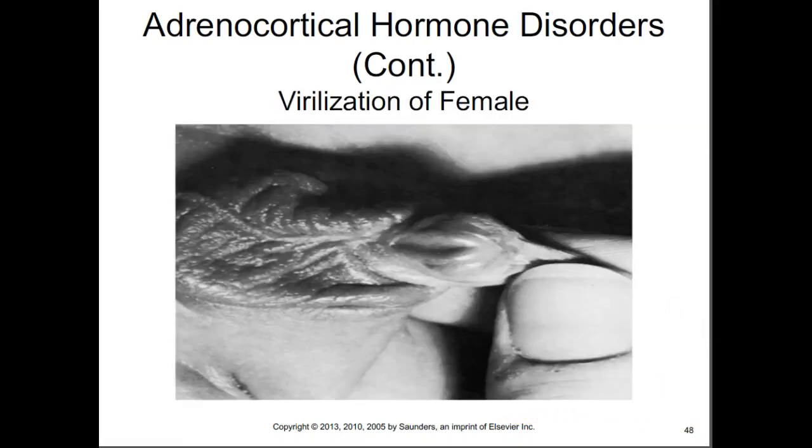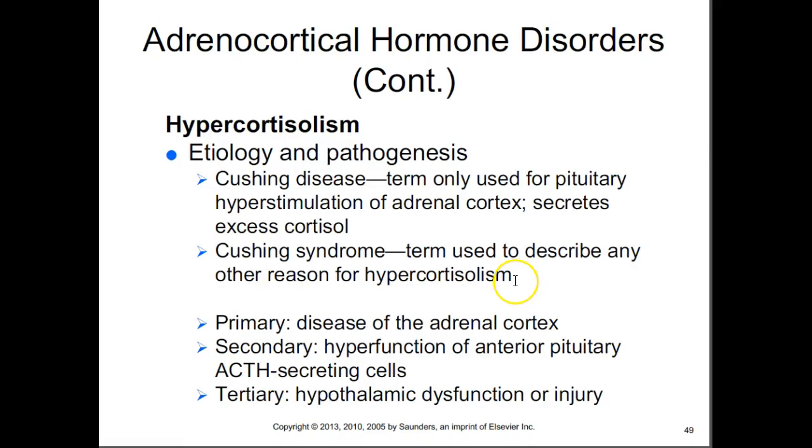So you might see virilization of the female, where the female is going to have labia minora that are sealed, and what looks like a very underdeveloped penis. So basically they would be hermaphrodites.